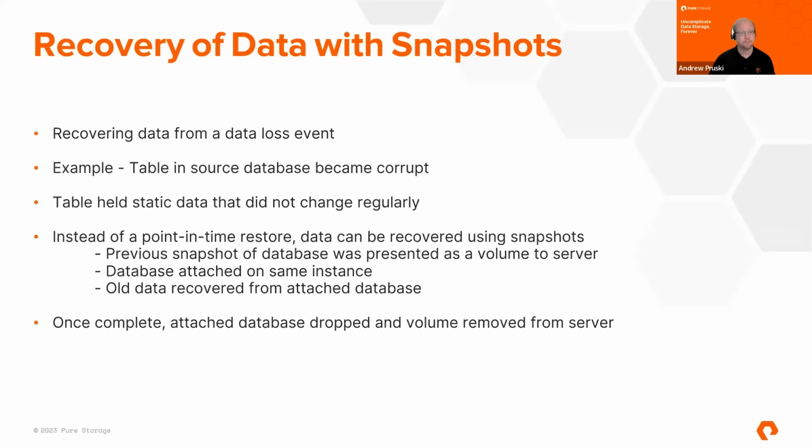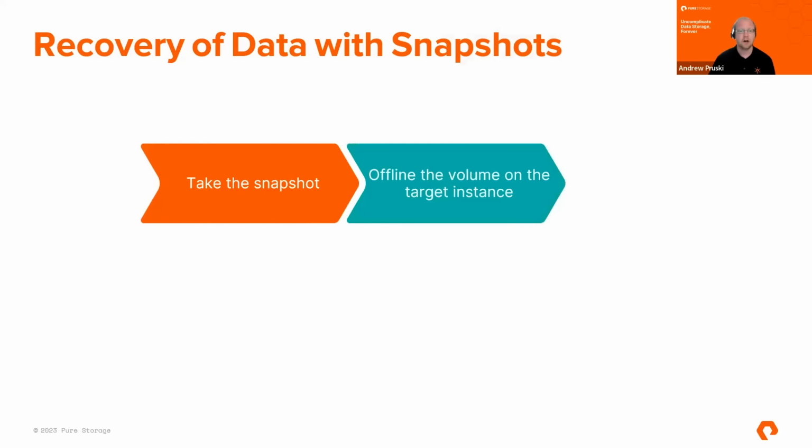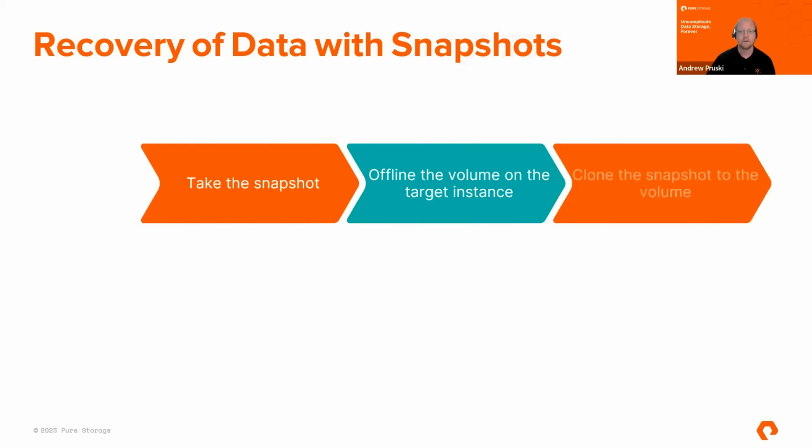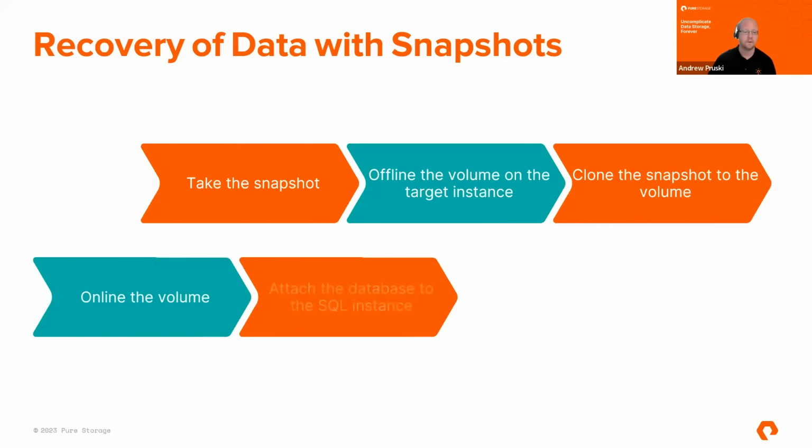What we could do is take a snapshot, or retrieve a snapshot that's been taken on a schedule, and offline the volume on a target instance. So we need a volume there that we're going to overwrite with our snapshot, and that volume needs to be taken offline. Clone the snapshot to the volume, so we overwrite that volume with our snapshot. Online that volume. Grab our database data and log files and attach them into the same SQL instance, or it could be a different SQL instance. And then we can retrieve our required data.